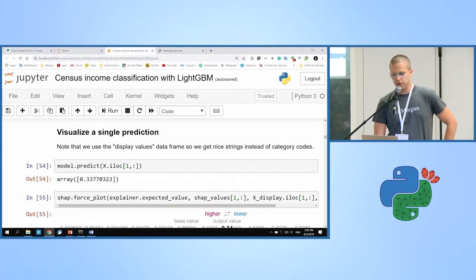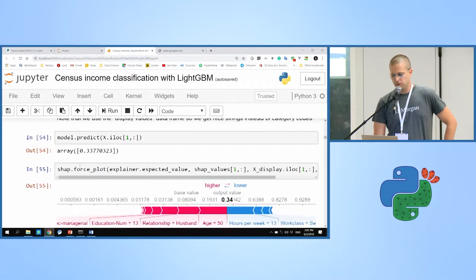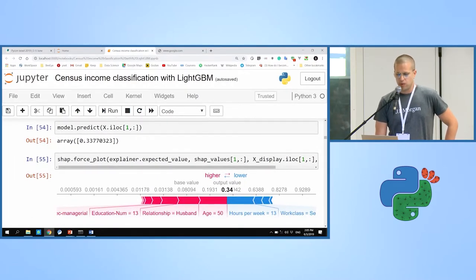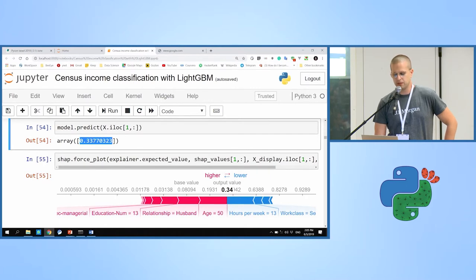All right, we have the SHAP values. Now we try to visualize them. So we take one row and we make a prediction with the model. That's the prediction, that's the model confidence that this person would make over 50K this year. All right, so now we're trying to explain how it got to this conclusion. So we take the SHAP values from the SHAP model and we plot them.